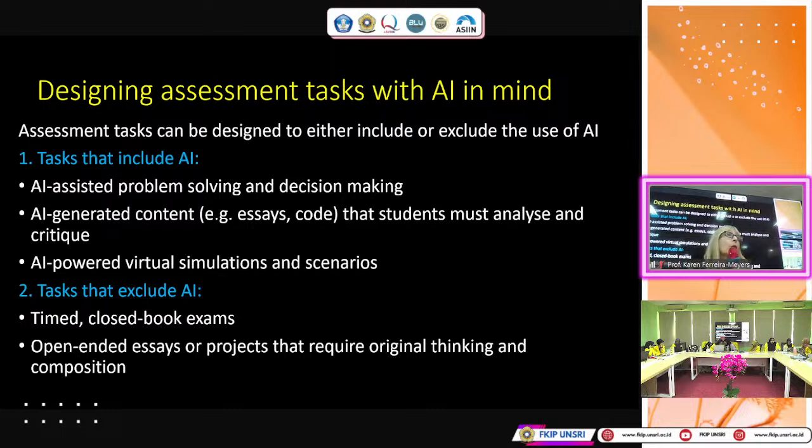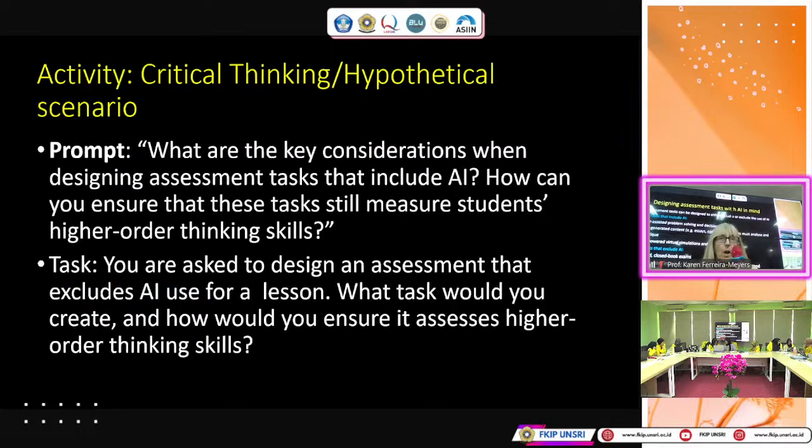Okay? So there are many activities, but AI will not be used for a closed book exam that is timed, or for the open-ended essays or the projects that really require you to think in an original manner. That's where the originality comes in. AI will spit out things, but they might not be all right.